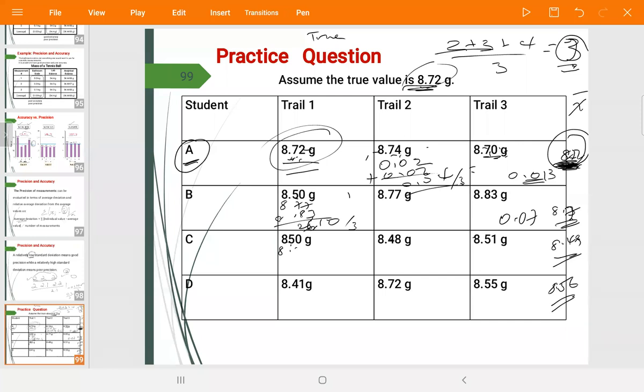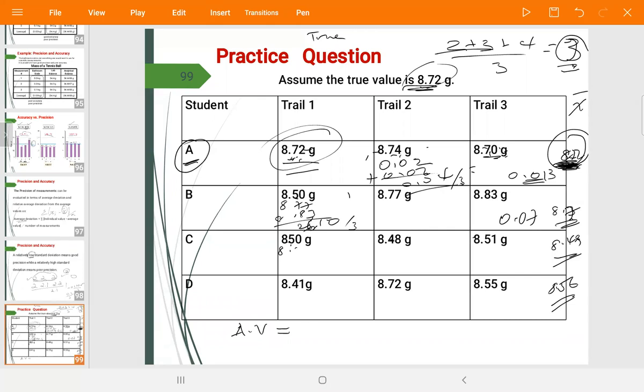Now, to determine whether our data is precise or imprecise, we usually use deviation, either average deviation or standard deviation, or you can also use relative average deviation. So how do you determine it? Let me say average deviation.